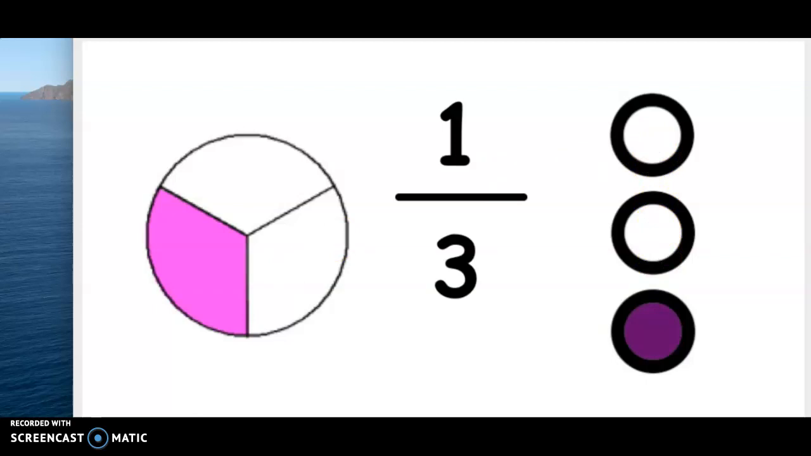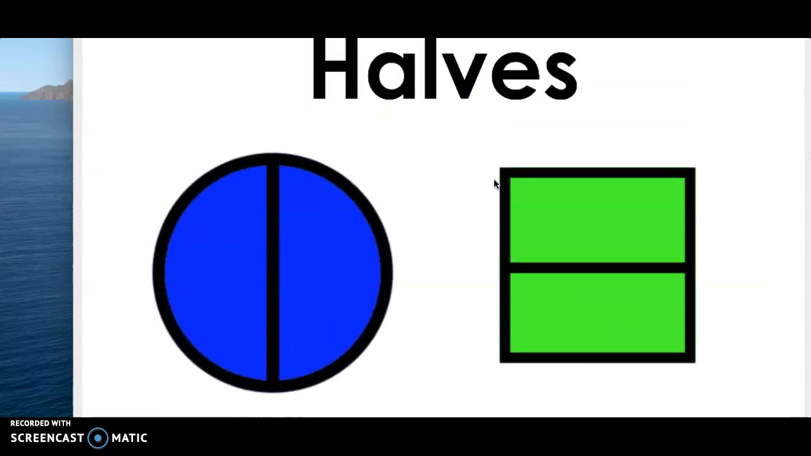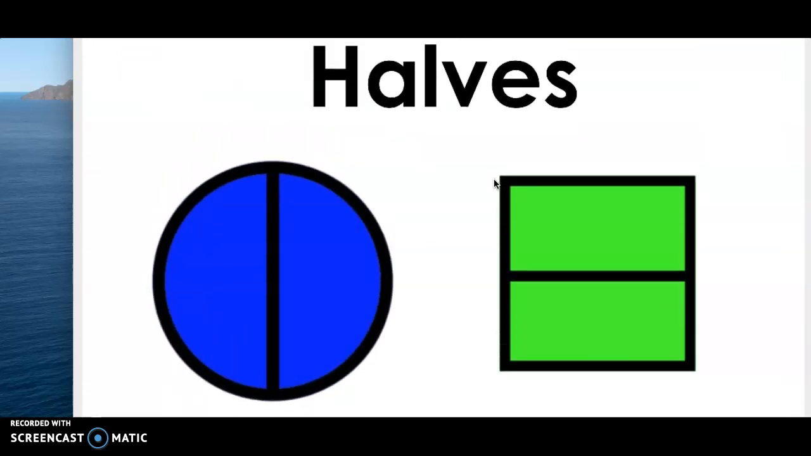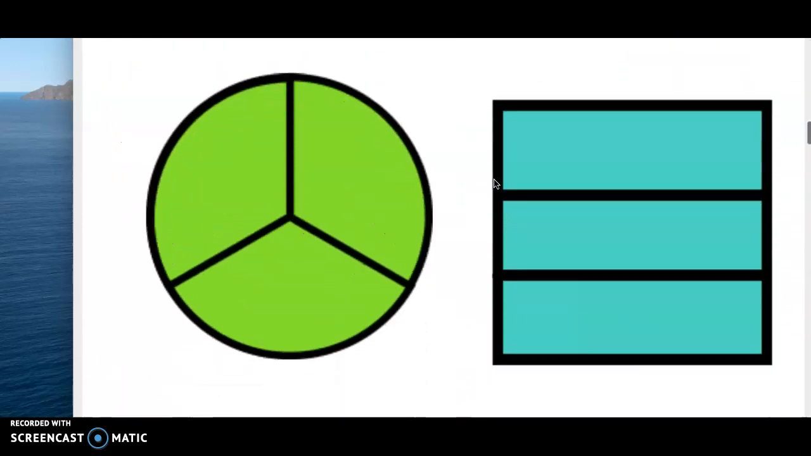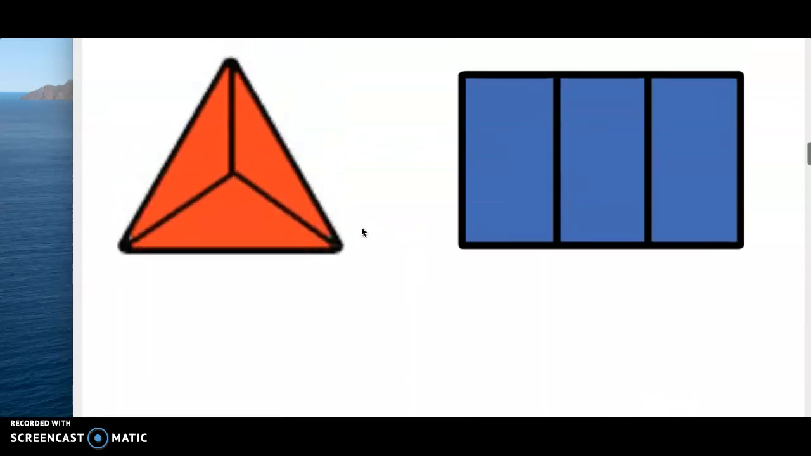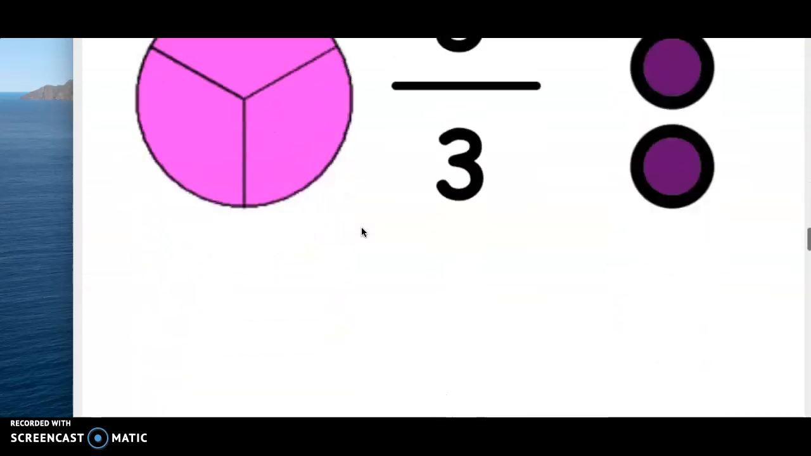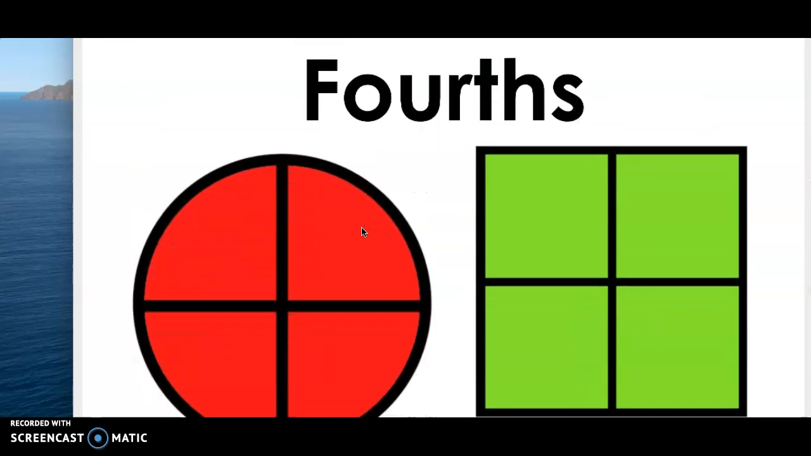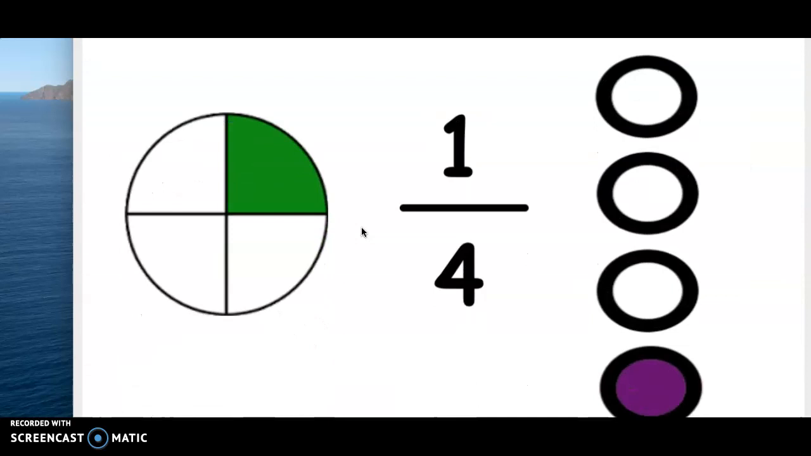1/3. So if it's 2 parts, it's halves, right? 2 is halves. 2 parts. I'm talking about 3 parts. 1, 2, 3. It's thirds. There's 3 parts in these objects. 1/3 is 1/3. If I'm talking about fourths, how many parts am I going to have? 4. Beautiful. And here is how I write 1/4.